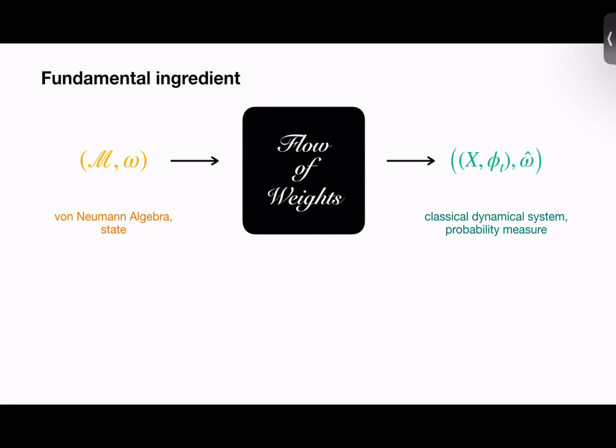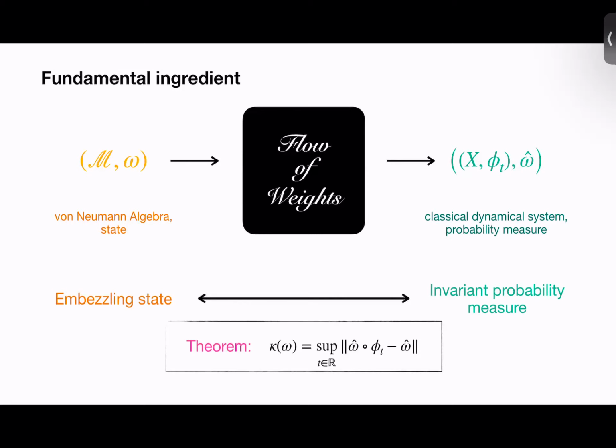On the von Neumann algebra side, we're interested in the embezzling states, and the standard objects you want to look at if you have a classical dynamical system are invariant probability measures, like stationary states. And it turns out that there's a very nice connection between embezzling states and invariant probability measures, namely they are precisely the same. So an embezzling state is mapped to an invariant probability measure, and if you have an invariant probability measure, there's an embezzling state.